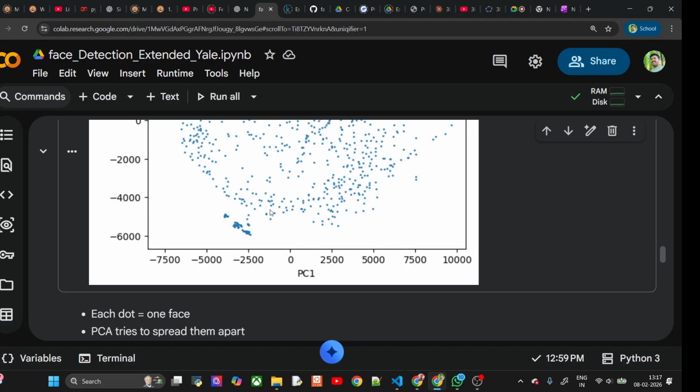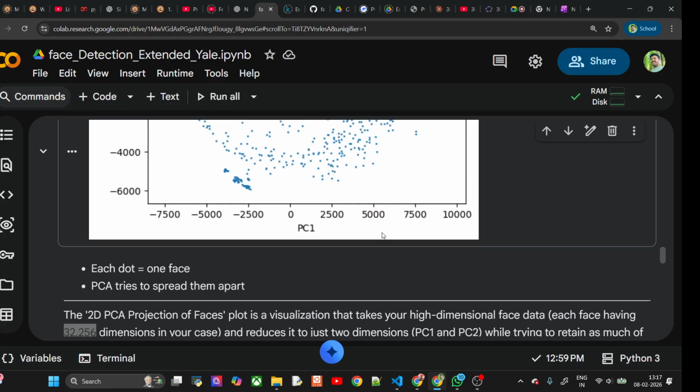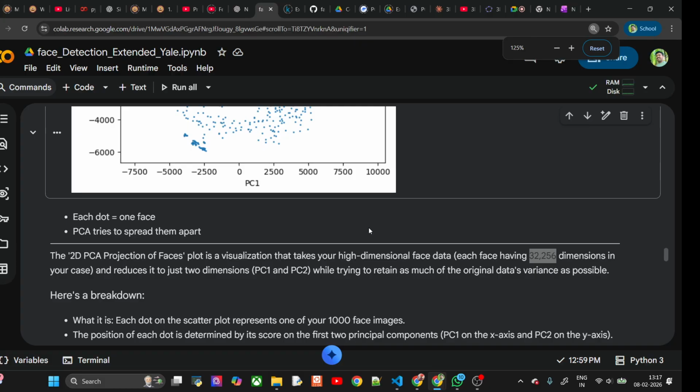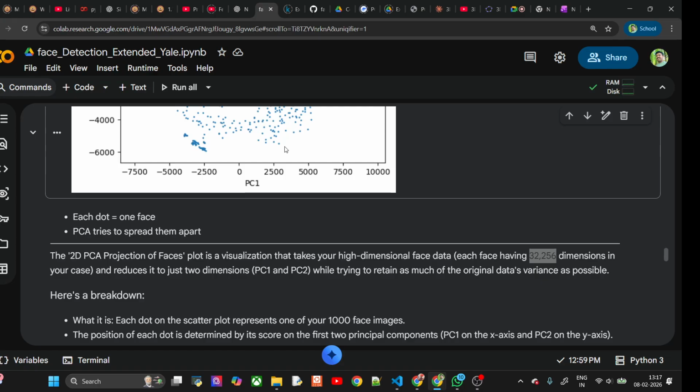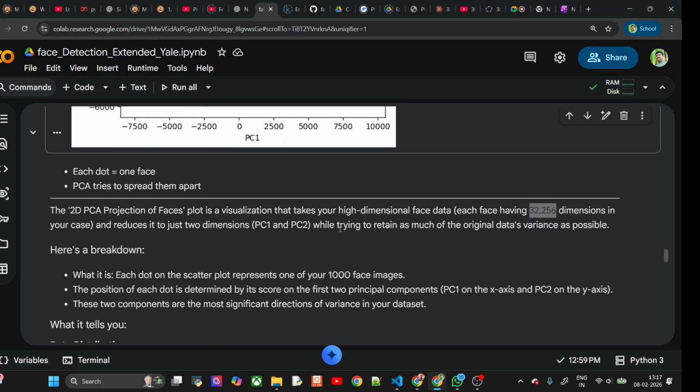And if the dots are separated from each other, like one dot is here and another dot is here, they are not exactly correlated. They are different, not the same person or not having the same features. That's why they are totally away from each other. If two dots are near to each other, they have more and more common things with each other, so they created a cluster of the two images. A dot means one image. So these are the 1000 images.